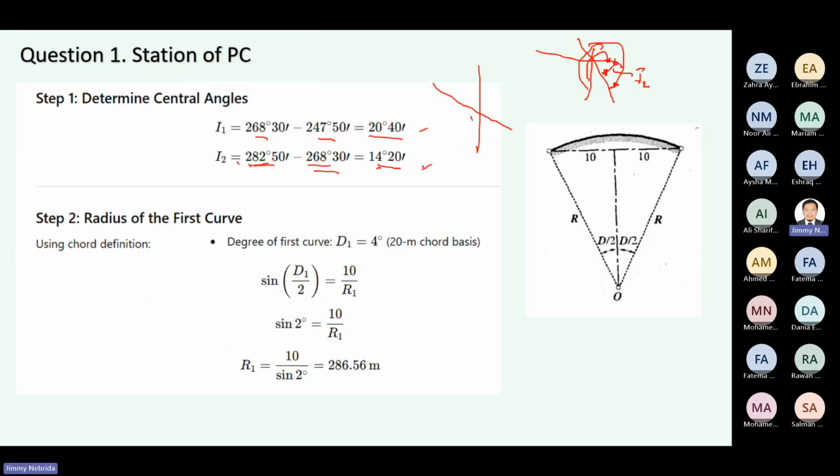Once you have your I1 and I2, it would be now easier to compute, let us say, the radius of the first curve. Now take note, chord basis. You remember this chord basis? You only use the chord, not the arc. Exactly from this triangle, it's easy to derive, using the sine function in a trigonometric identity: sine of D over 2 is just equal to 10 over R. That's why if you use D1, you have R1. So R1 could just be easily calculated.